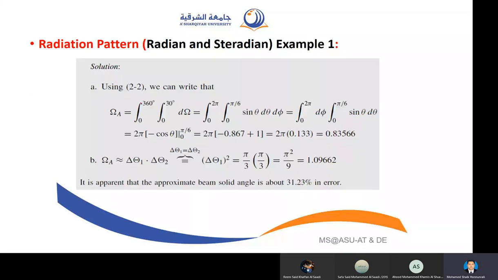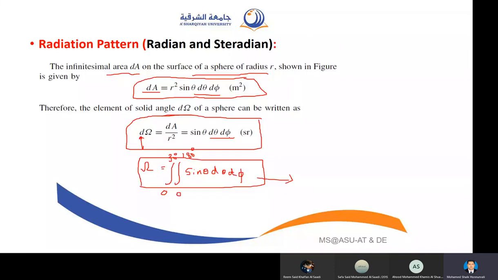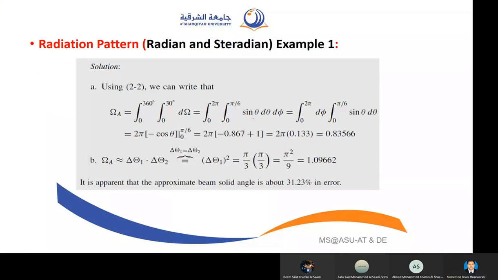Theta is 0 to 30, d omega. The d omega value we know already, that is sine theta d theta d phi. Substitute that value here. 30 degrees can be written as pi by 6. You can just solve this integration here. Integral of sine theta d theta d phi.